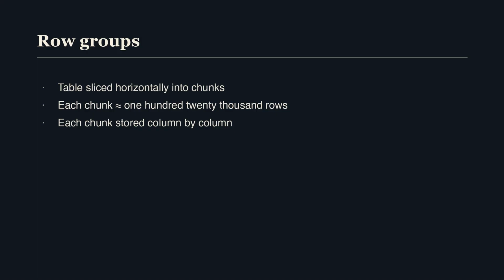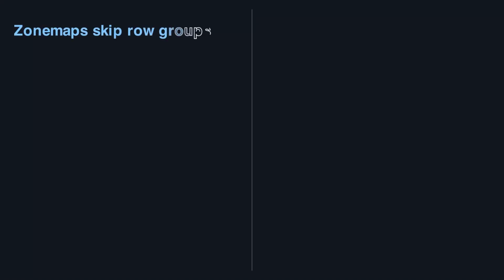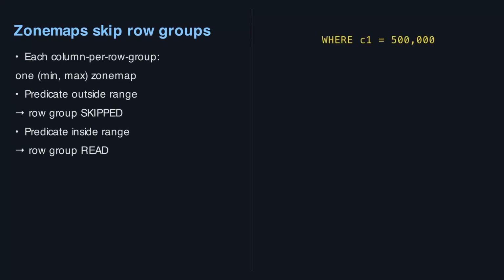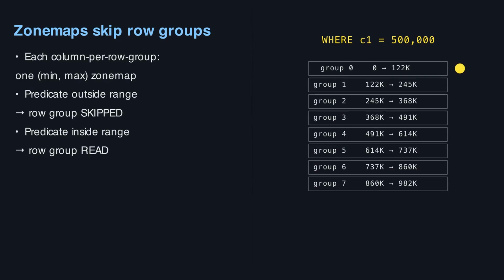Why does that matter? Each column within a row group gets a tiny index, just two numbers, the minimum value and the maximum value in that slice. That index is called a zone map. Here's why those two numbers are powerful. You're looking for the row where C1 equals 500,000. DuckDB checks the zone map for each row group.